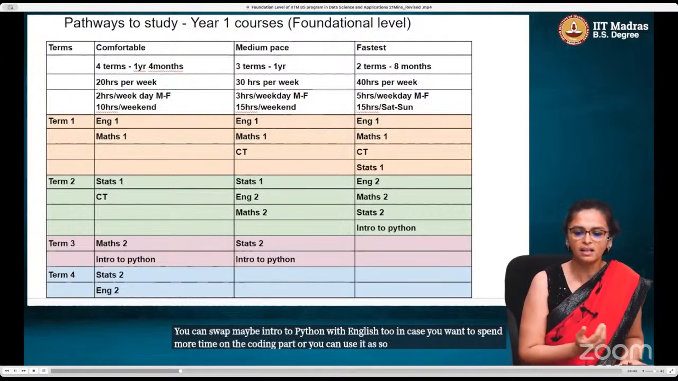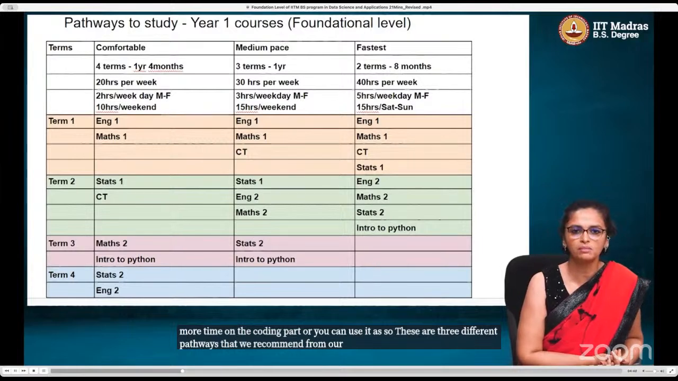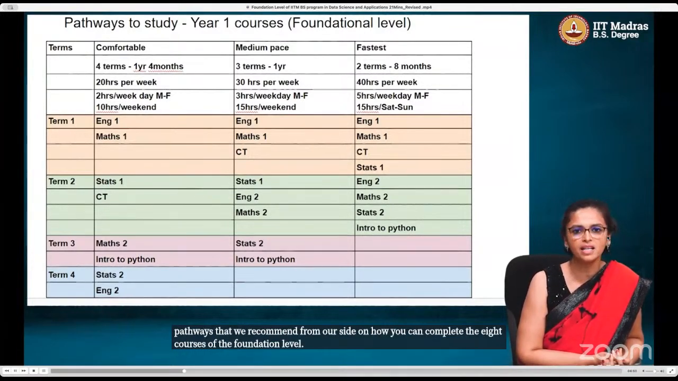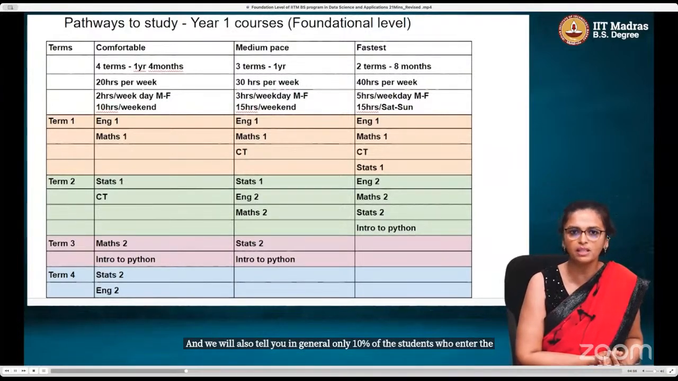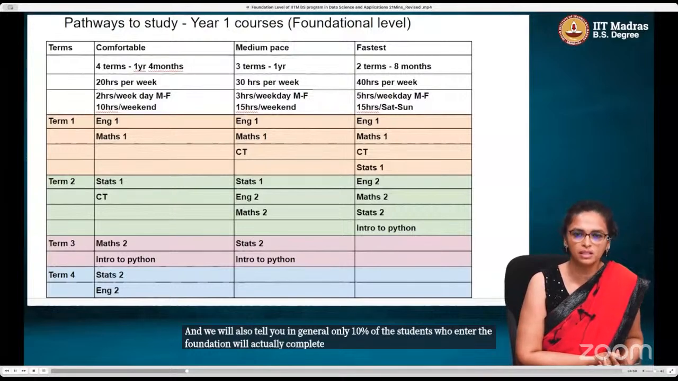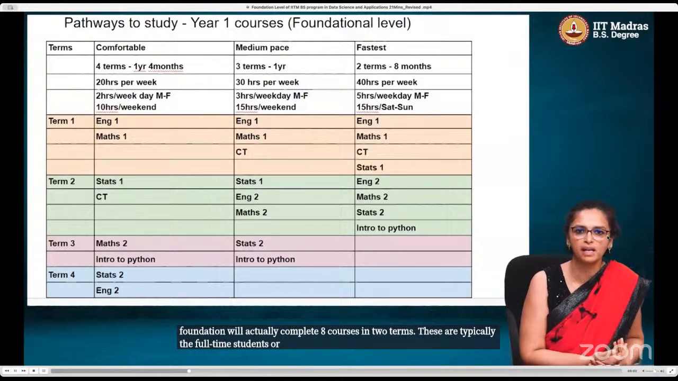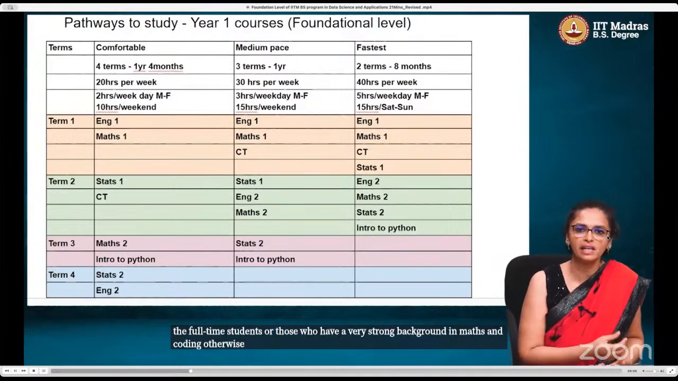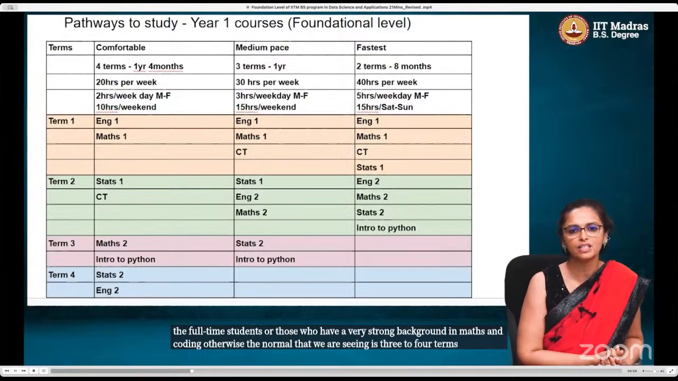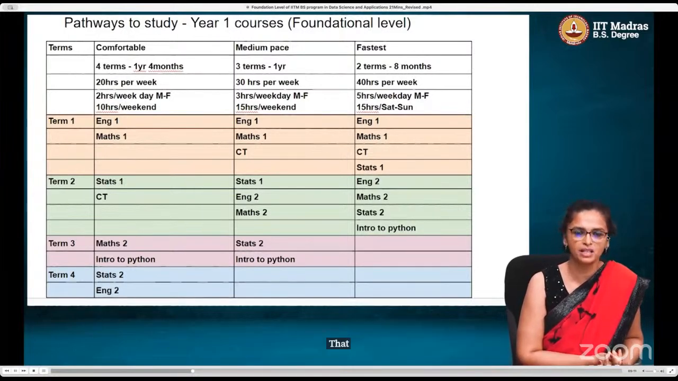So these are 3 different pathways that we recommend from our side on how you can complete the 8 courses of the foundation level. And we will also tell you, in general, only 10% of the students who enter the foundation level actually complete 8 courses in 2 terms. These are typically the full-time students or those who have a very strong background in maths and coding. Otherwise, the normal that we are seeing is 3 to 4 terms that students are completing the foundation level in.